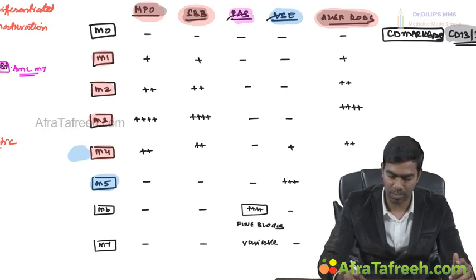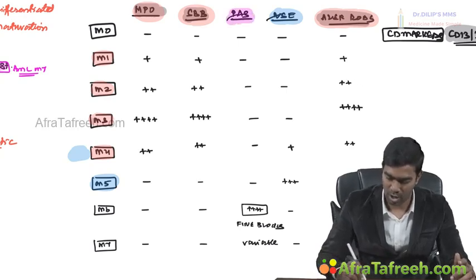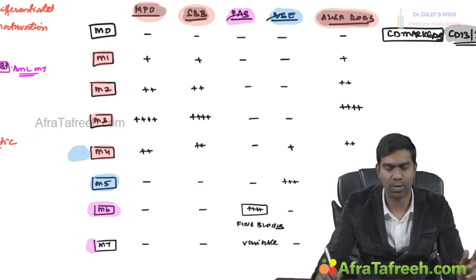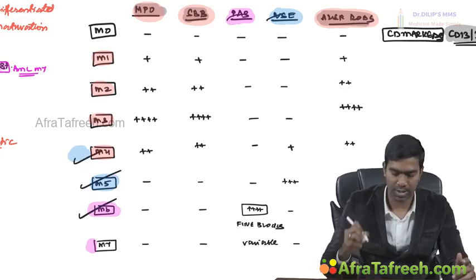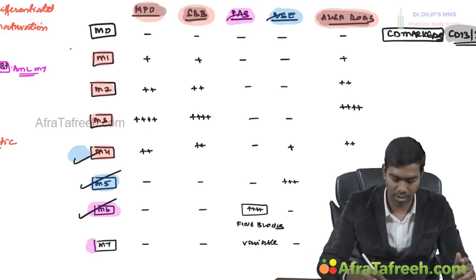And where you are going to see PAS positivity is M6 and maybe M7 to an extent, but it's highly variable. But PAS positivity always means M6. Non-specific esterase positivity means M4 and M5, and your MPO, SBB, and iron rod positivity is based on the first four, M1 to M4.